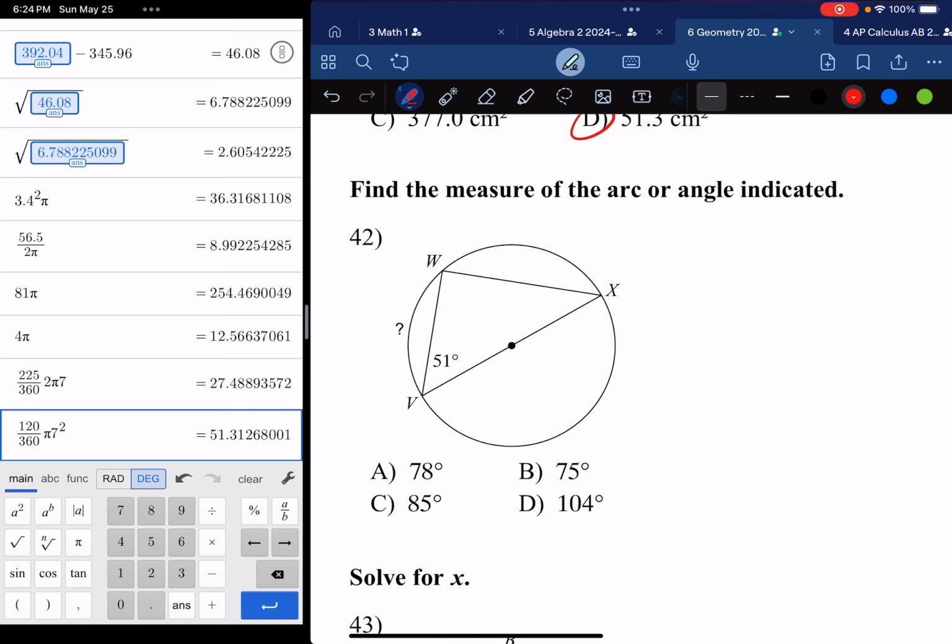For number 42, we're trying to find the measure of this angle over here. That's a little bit hard to do. So this one is particularly tricky because it seems like there's not enough information.